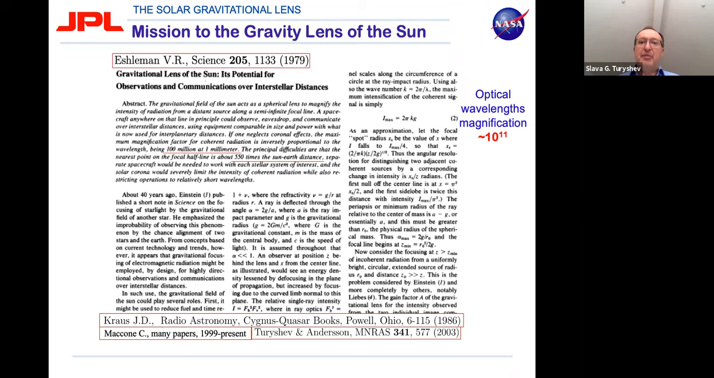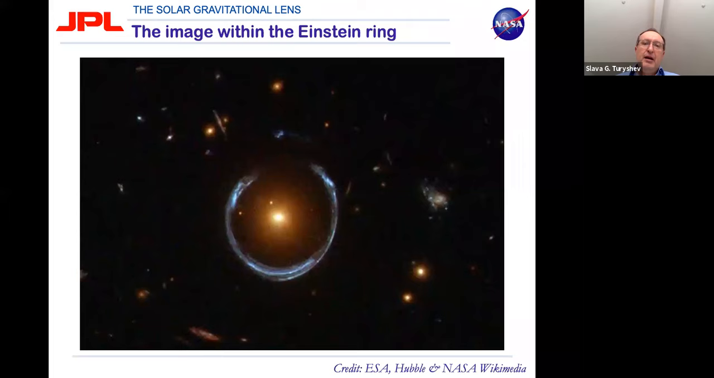Let me move on. So if I position my telescope in the focal region of the SGL and I have a coronagraph to block that light.